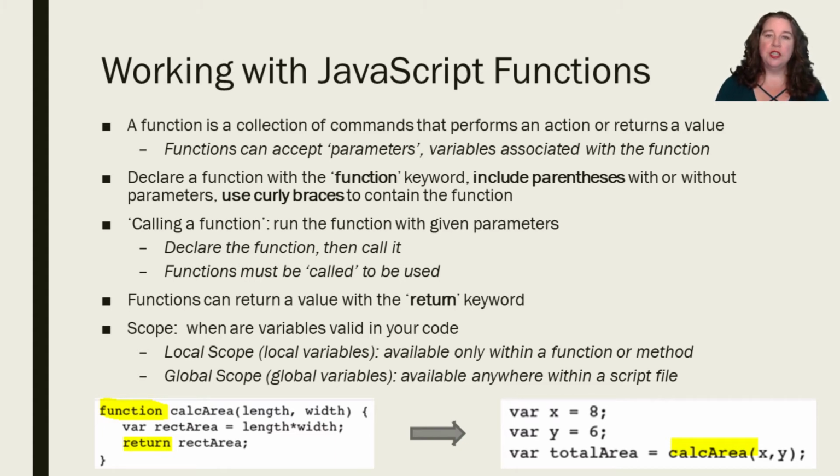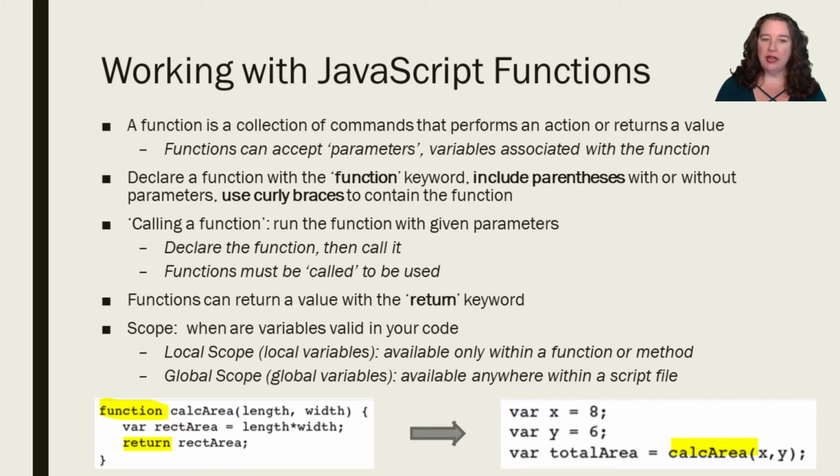Now, basic functions are just a collection of commands that perform some sort of action and can possibly return a value. They don't have to. In some languages, methods don't return a value, but functions do. In JavaScript, you can call them anything you want, somewhere between functions and methods. They can accept parameters, which are variables that are associated with the function. If I pass in some numbers, I want to do some math on those numbers, or I want to do some changes to those numbers, so I can pass some parameters to my functions. If you do not include any parameters, you still need to include the parentheses.